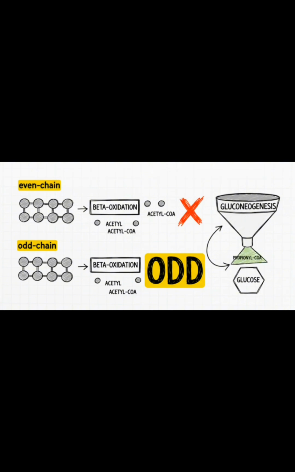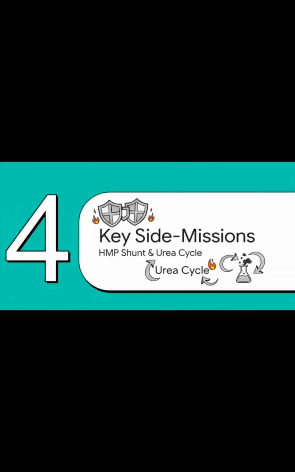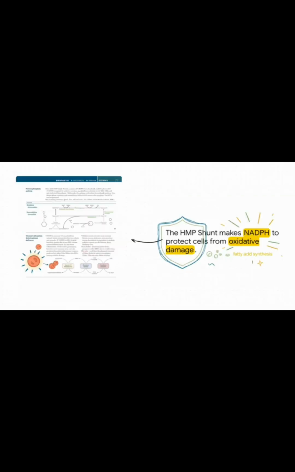So just remember the mnemonic, it's odd that only odd-chain fatty acids can do it. All right, time for a couple of key side missions. Think of these pathways as the special forces of metabolism. One creates protective firepower for our cells, and the other handles toxic waste disposal. So what's the whole point of the HMP shunt?